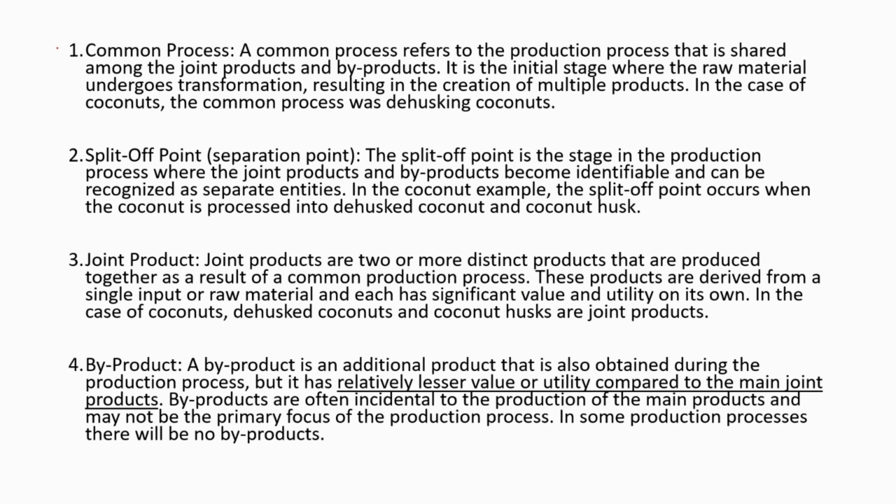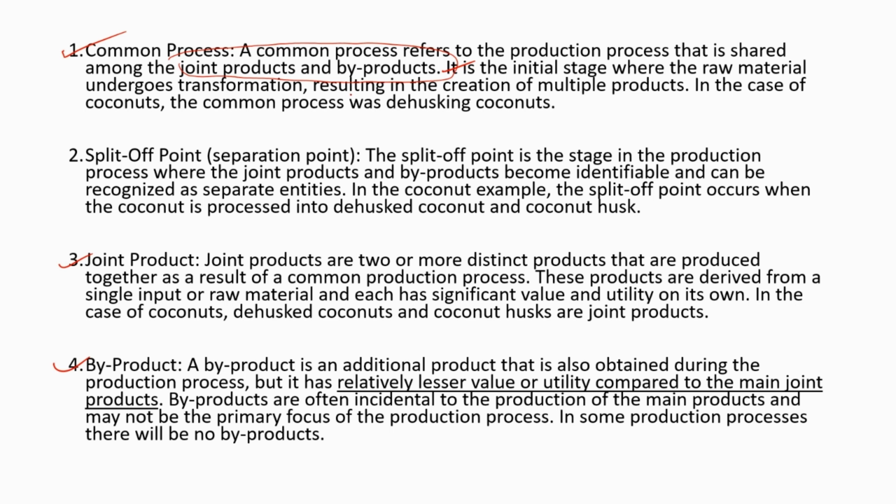Now let's get to know these terms. These terms are really important when it comes to joint product manufacturing and joint product costing. The first one is common process. A common process refers to the production process that is shared among the joint products and byproducts. Now you may think, what is the difference between joint products and byproducts? We will discuss these two terms here. So for now, understand that a common process in joint product manufacturing is going to produce two or more products. It is the initial stage where the raw material undergoes transformation, resulting in the creation of multiple products.